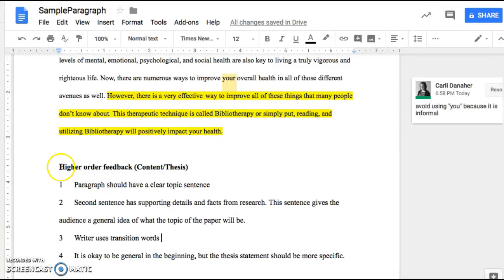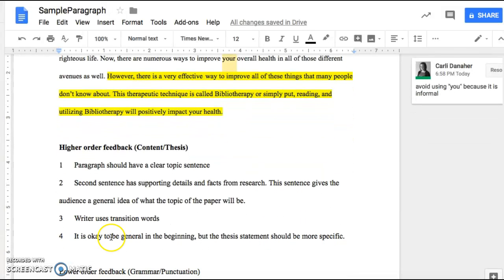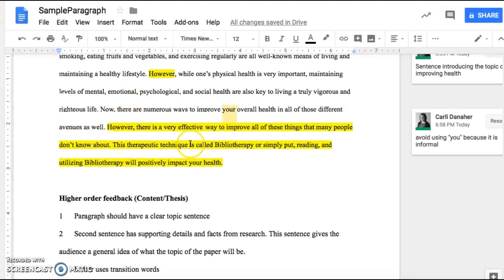So for point number 4 under higher order feedback, I think that it is okay to be general in the beginning of your paper or in your paragraph, but the thesis statement should be more specific. So I highlighted the ending, the last sentence, to be the thesis statement. And it says, however, there is a very effective way to improve all of these things that many people don't know about.